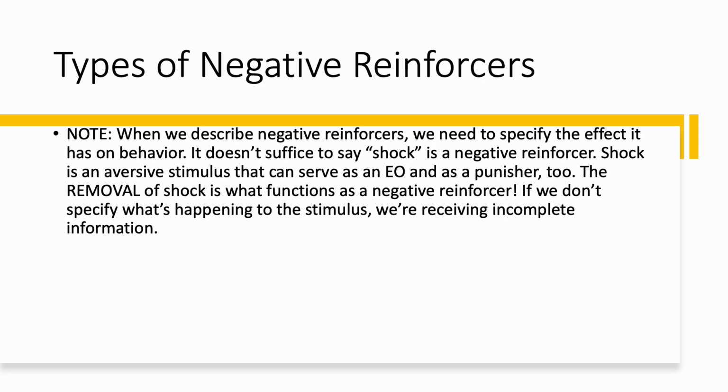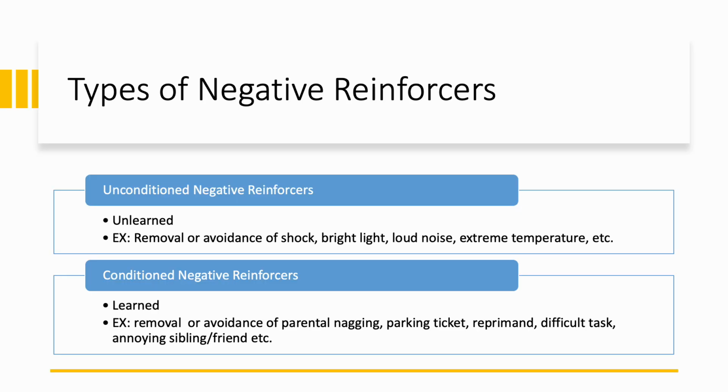happening to that stimulus. Okay, so now that I've specified that you need to make sure you're talking about what happens to the particular stimulus in order to appropriately describe negative reinforcers, let's look at examples of unconditioned negative reinforcers and some conditioned negative reinforcers. So some examples of unconditioned negative reinforcers are the removal or avoidance of shock, the removal or avoidance of bright lights or of loud noise, extreme temperatures, etc.